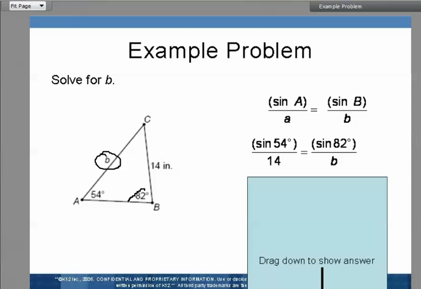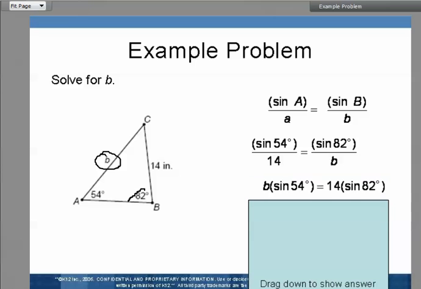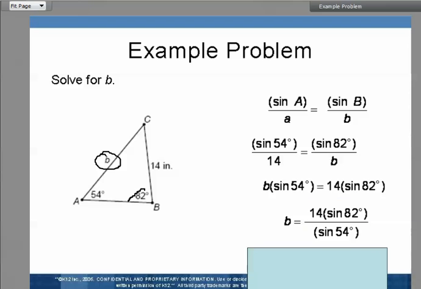What am I going to do? I'm going to cross multiply. B times the sine of 54 equals 14 times the sine of 82. And then I'm going to divide by the sine of 54. And I'm going to get this before I touch the calculator at all. Why? Because by getting this, I can then key that all into the calculator at one time, and it'll tell me that that side over here is approximately 17 inches long.